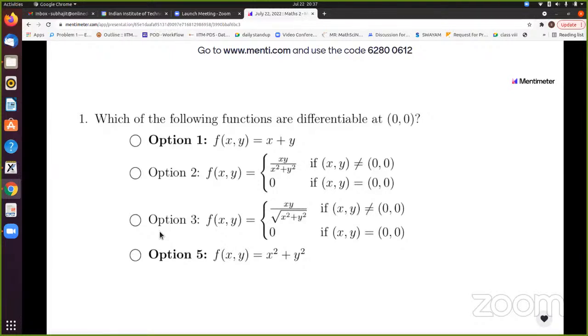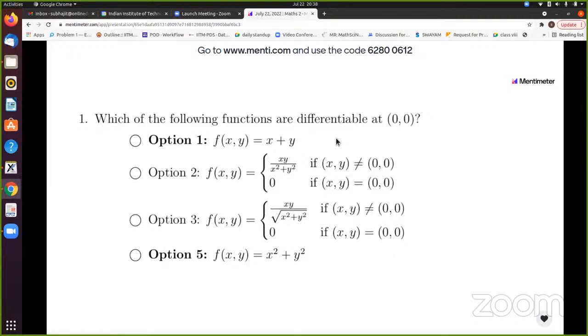But sometimes you may have to focus on continuity because, like this option 2, you know that this function is not continuous. This is quite easy to check. So once it is not continuous, then you can directly conclude that this is not differentiable. But if a function is continuous, that doesn't matter actually. So you can check differentiability directly in that case.